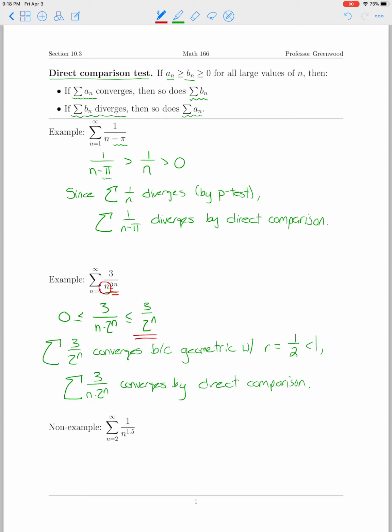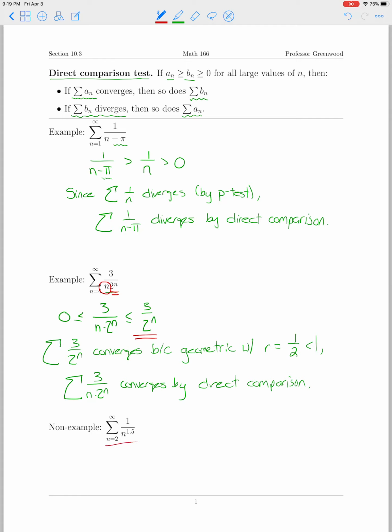And so in general, the first step to one of these problems is you're going to have to make an educated guess about whether or not you think the series you're looking at converges or diverges. If it converges, then you're going to want to find something bigger that still converges if you're going to use the direct comparison test. If it diverges, then you want to find something smaller that diverges.